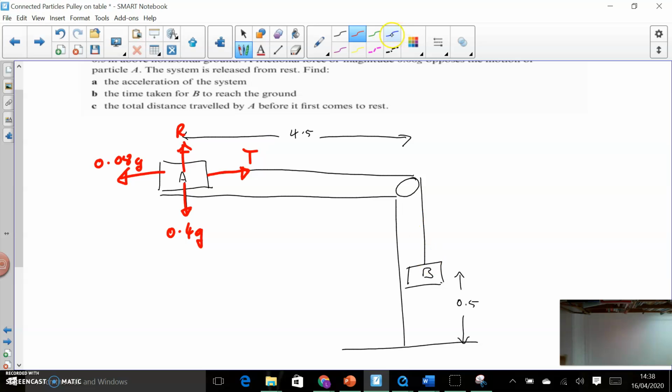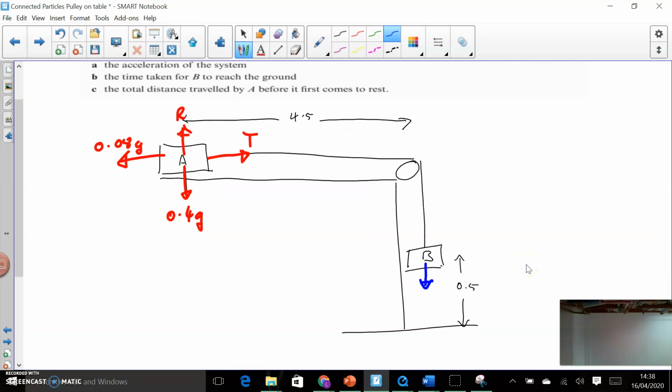For B, blue forces are going to be acting on B, red forces are going to be acting on A. B is 0.8 kilograms, so the weight is 0.8 g, and we just have the tension in the string.